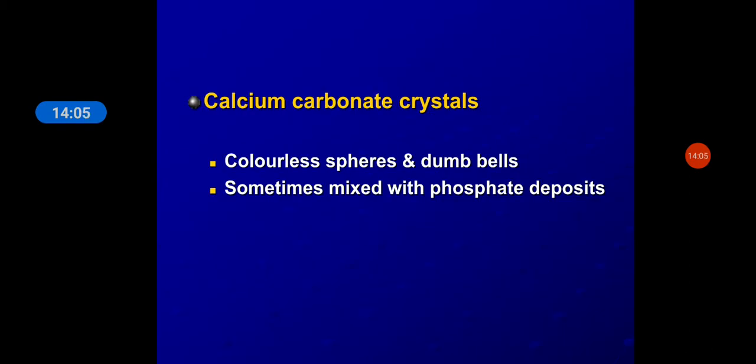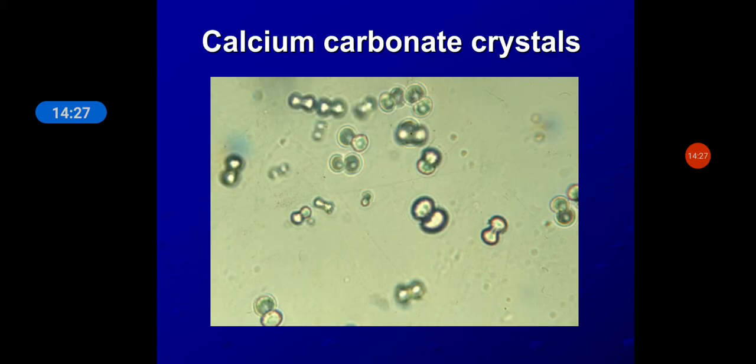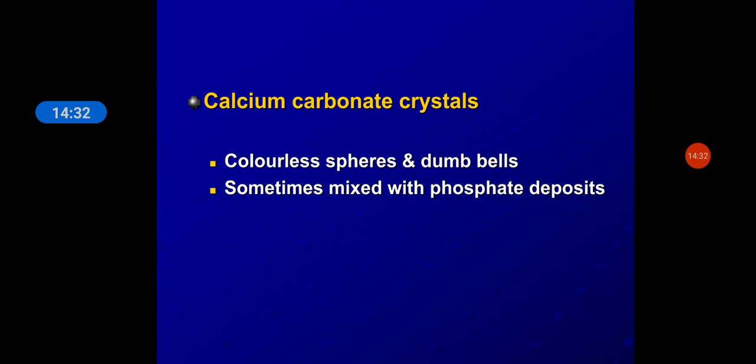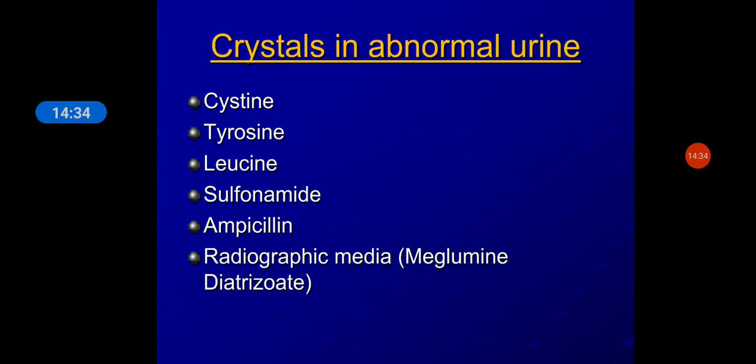Next you have calcium carbonate crystals. Calcium carbonate crystals are colorless and they are spheres, or they can be dumbbell shaped also. Okay, sometimes they can be mixed with phosphate deposits. That is how they usually present. They can be a mix, that is triple phosphate along with that, or it can be just phosphate crystals. So this is your dumbbell shaped, or it can be spheres.